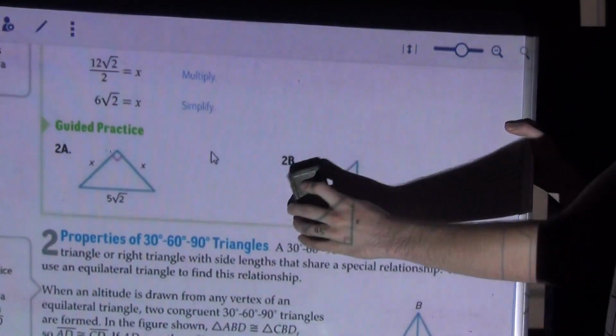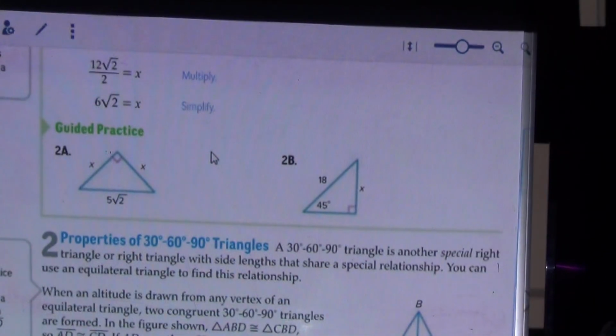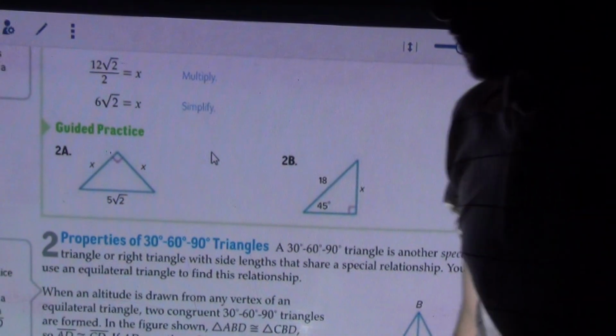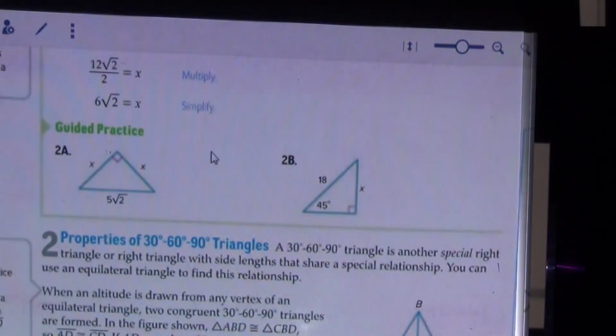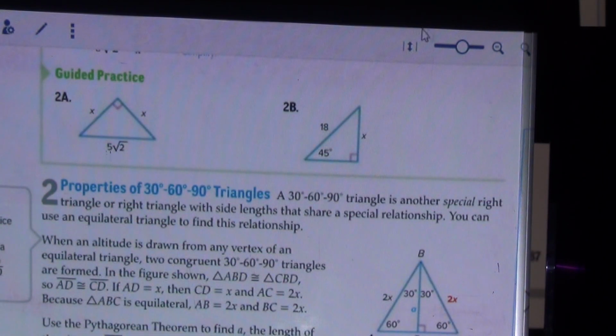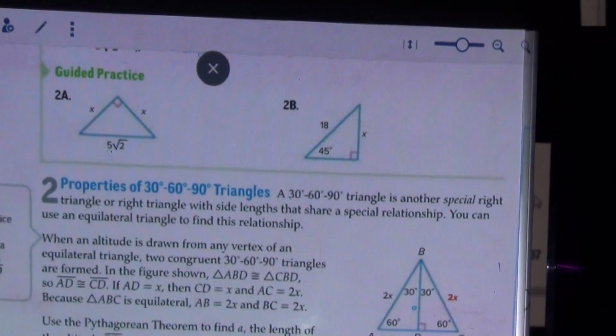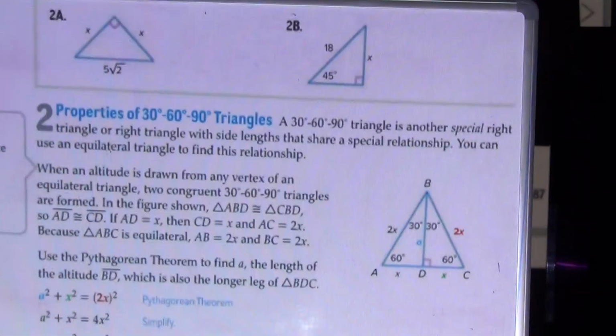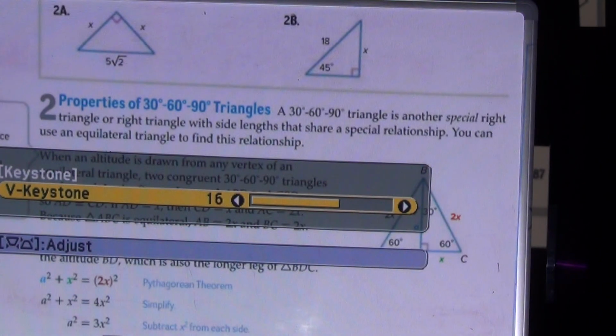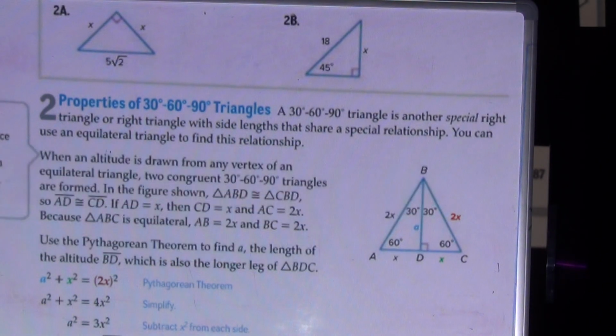Alright, we've got one more type of triangle we're going to learn and one more problem along with it. So this lesson's not too bad, it goes pretty quick. The last type of triangle we're going to learn today, so we learned about 45, 45, 90. There's also, like I said, 30, 60, 90. Let me pull this up a little bit so you can see. A 30, 60, 90 is another special right triangle, or a right triangle with side lengths that share a special relationship.